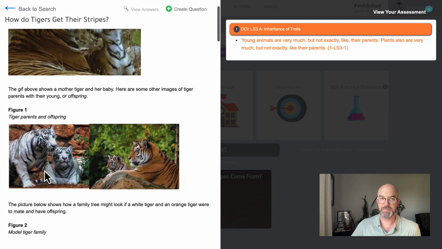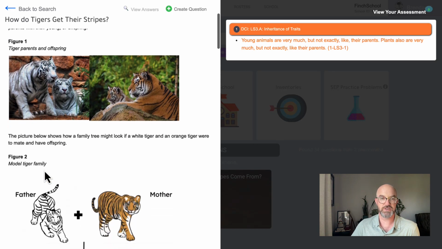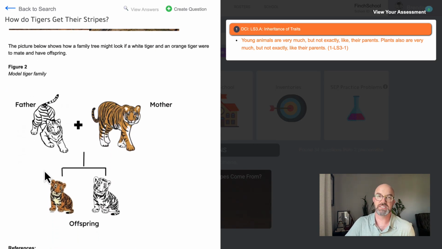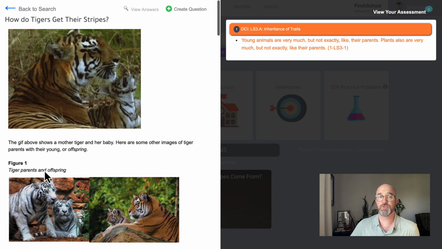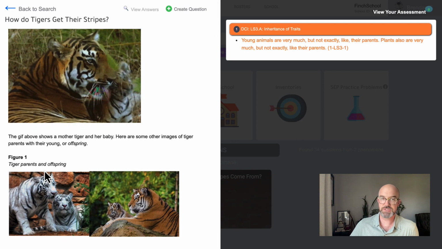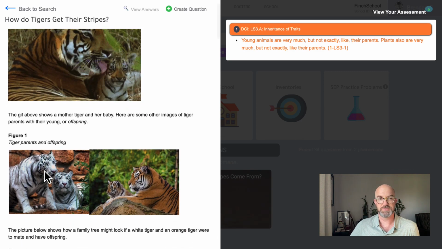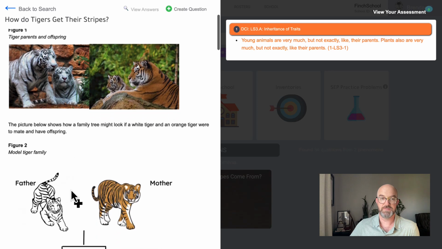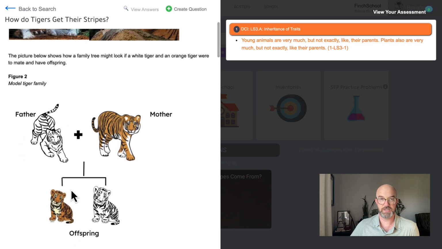So this is all about parents and offspring of tigers. It's a really, really simple example of how heredity might work, where the traits of the parents are different, and then the traits of the offspring or children are different as well. So we set students up with some really simple things, a cute tiger licking its cubs, some tiger parents and their offspring, and then finally a model tiger family for them to dissect. So these are the pieces of data that we want students to analyze and interpret.